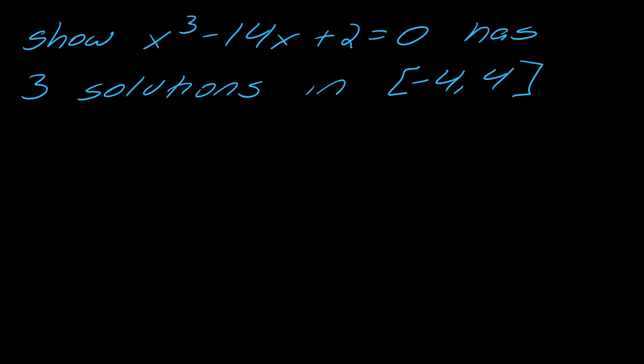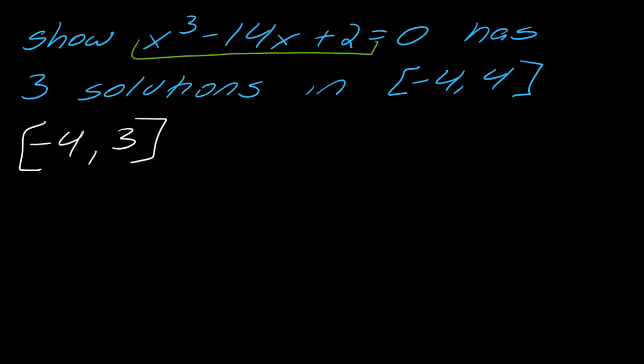Show that this equation has 3 solutions in this closed interval. So basically, what we want to do is go in pieces here. If I go from -4 to 3, here's what I want to do. I just want to notice the value of this function from, say, -4 to 3. Let me call this f of x.